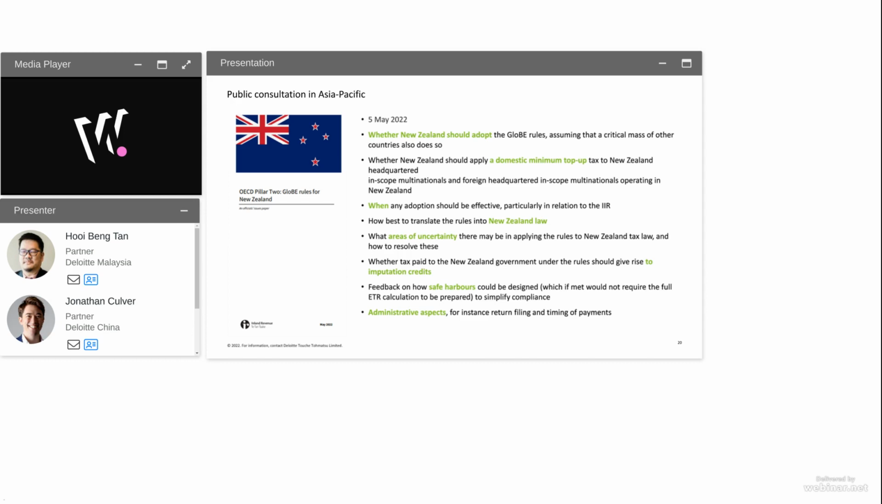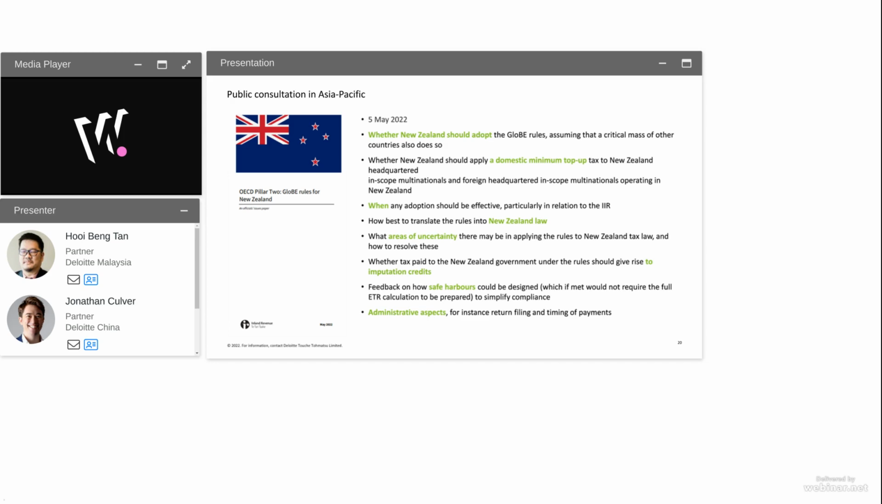What was covered in the consultation paper? A number of things. Of course, we can expect the basic things like whether New Zealand should adopt the rules. Question number 2, obviously QDMTT, the important subject matter today, whether QDMTT should be introduced. And interestingly, the New Zealand government mentioned QDMTT in respect of inbound and outbound situations. And of course, New Zealand also asked about what safe harbor rules should be considered, and a few administrative aspects, right? So now I move on to the next slide.